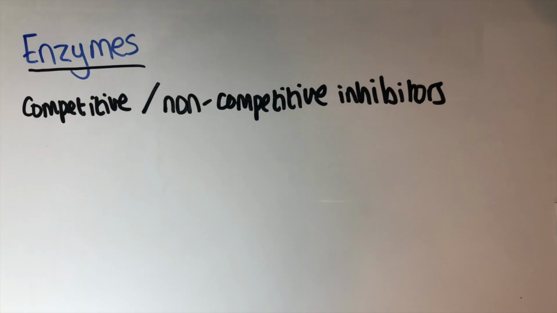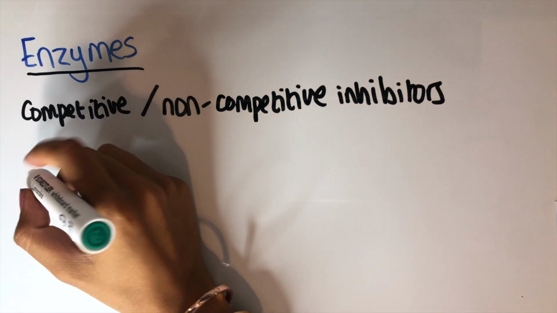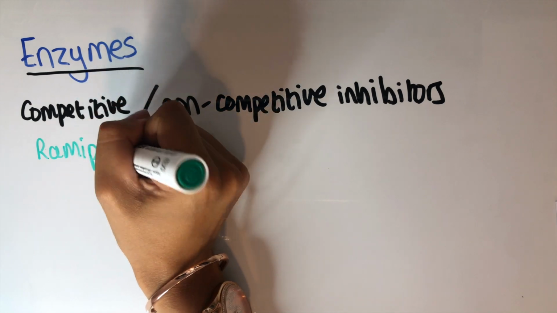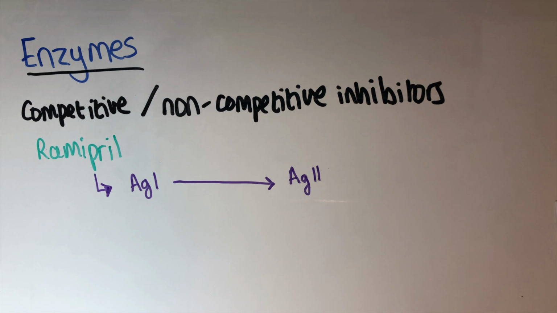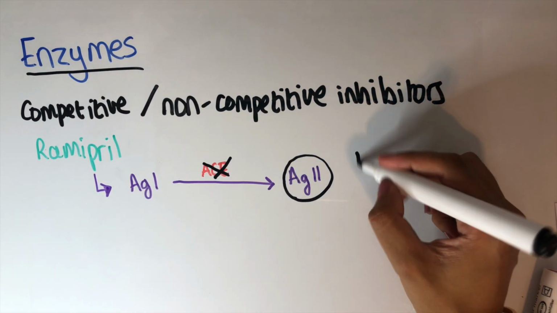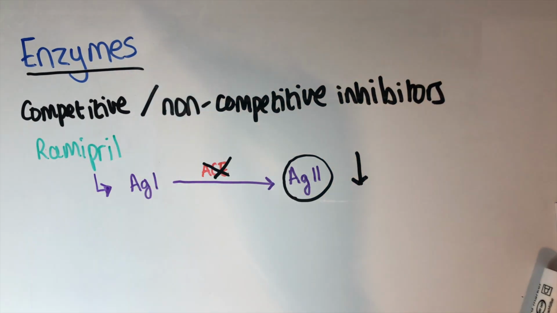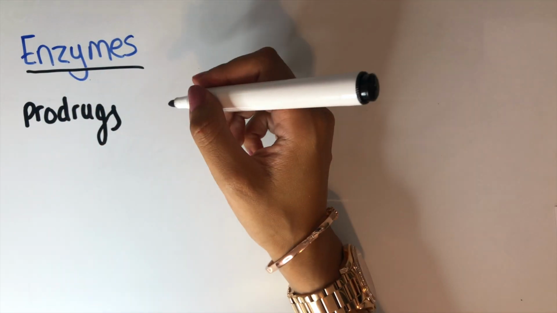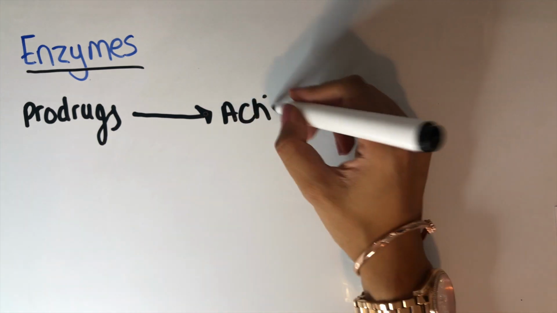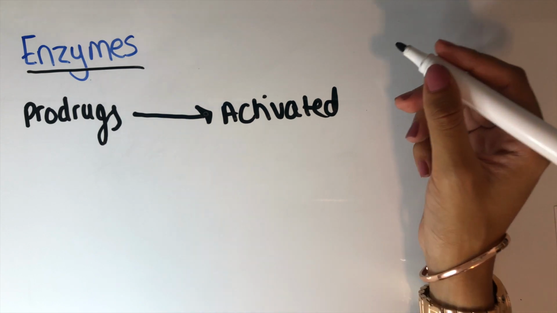Some drugs can also target enzymes, and they do it in a competitive or non-competitive way. An example of a competitive inhibitor is ramipril. Ramipril inhibits the enzyme ACE, which is responsible for converting angiotensin 1 to angiotensin 2, and therefore reducing angiotensin 2 concentration in the body. Another example is prodrugs. These drugs need enzymatic degradation in order for them to become activated. An example of a prodrug is L-DOPA.